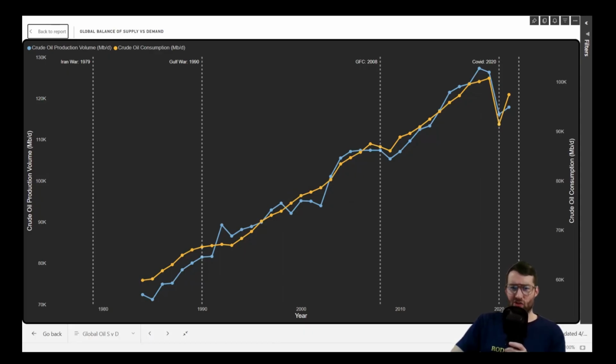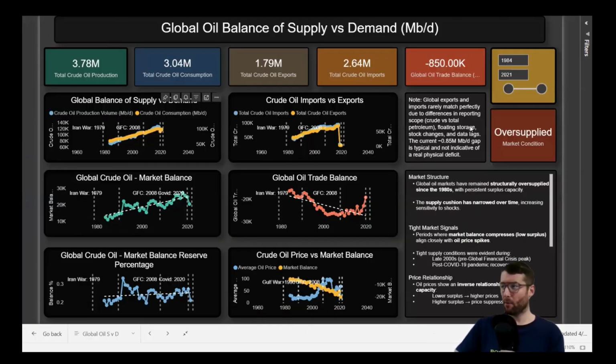So this tells us that structurally, the oil market has been oversupplied for long periods of time, because we are producing more crude oil than we are consuming. What does that lead to? It leads to an oversupply in the market. If I go back to my report, you can see here the market condition is oversupplied.